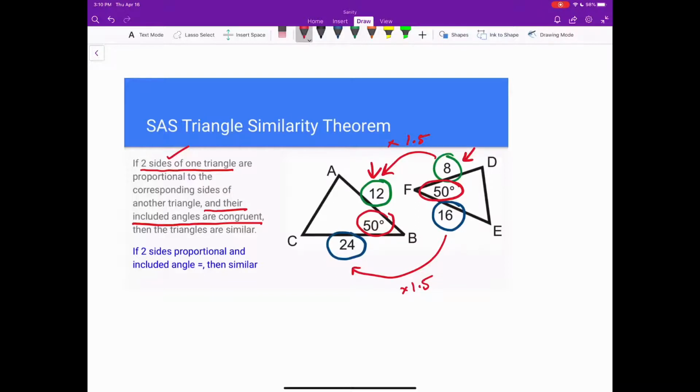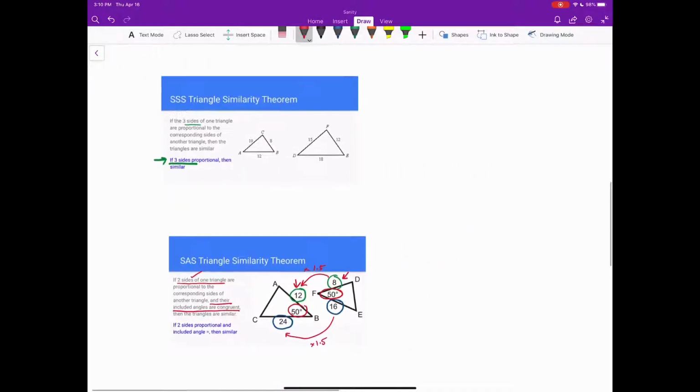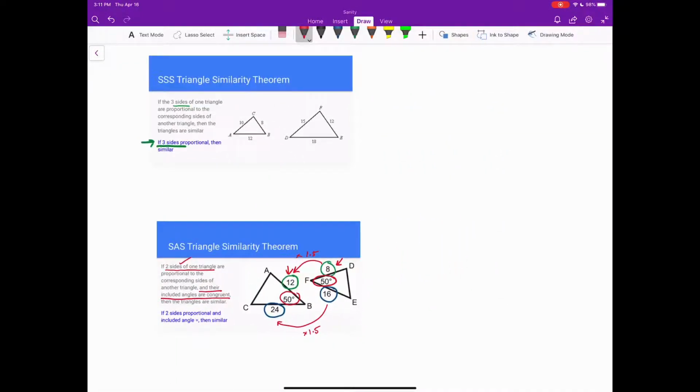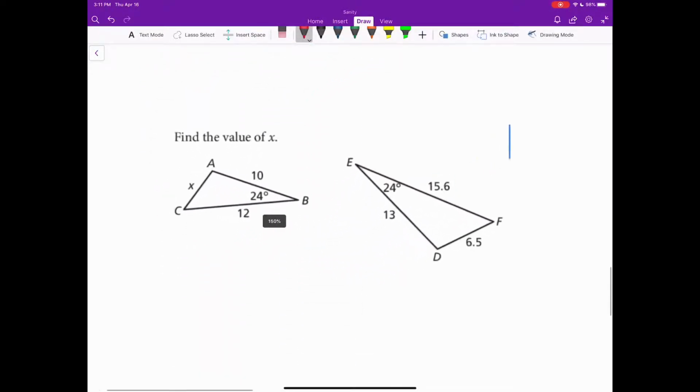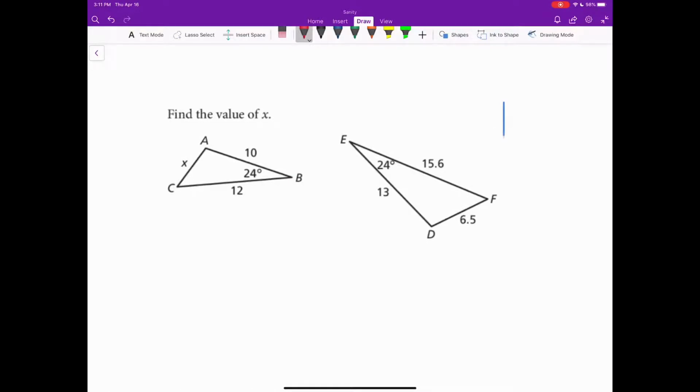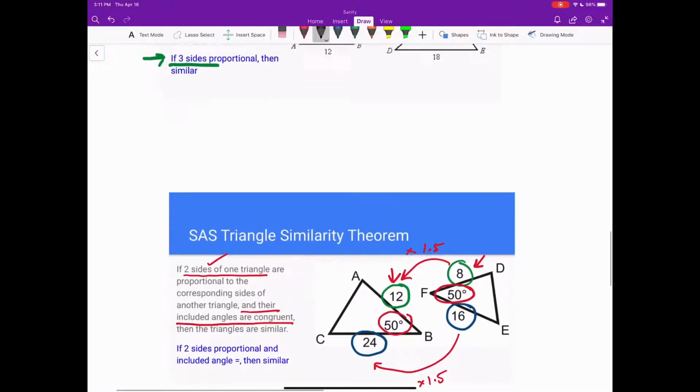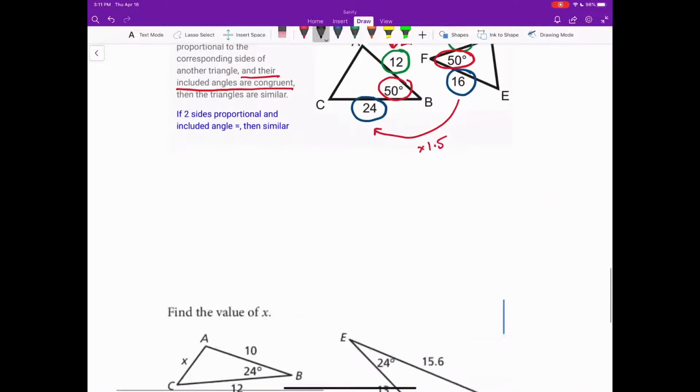Alrighty, let's do an example. All right, so we just covered side, side, side, and we just covered side, angle, side, triangle similarity theorems. I'm going to have this little picture here. I'm going to ask you, see if you can find the value of x. But first, before we find the value of x, we have to determine if these two triangles are similar, all right? So we're probably going to be using one of these two here, side, side, side, or side, angle, side.